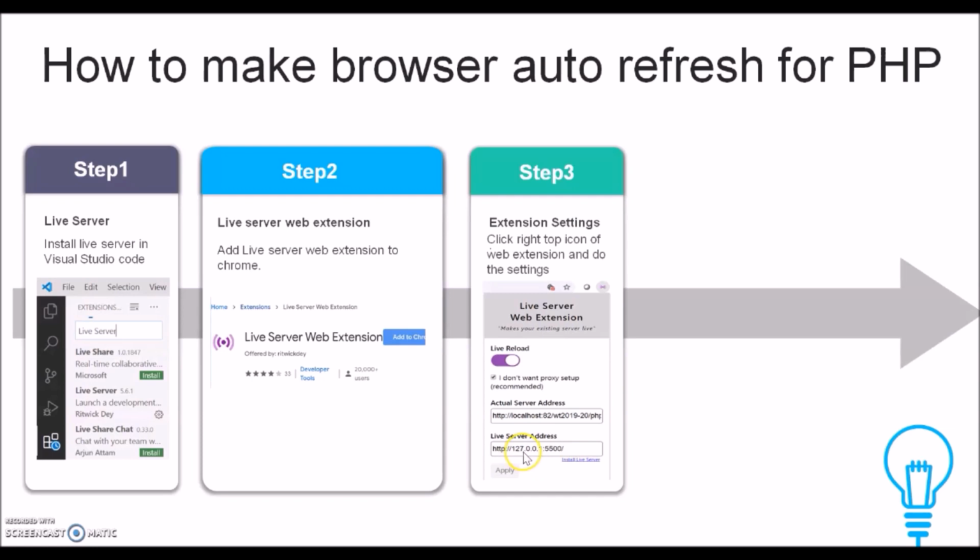It is 127.0.0.1, and this is the port number on which the live server is running. And the actual address is the address of that web page, the PHP page which you want to execute. You can type the full URL of that web page. This is the normal URL which we execute in the browser to run that page using the Apache server.